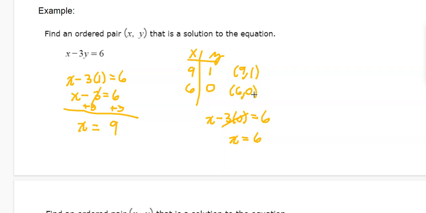That's actually got a really special name. That is called the y-intercept. The y-intercept. We're going to talk about that a little later in this unit. So all you have to do is pick an x value, solve for your y, or you can pick a y value, solve for your x. In this case, I picked y values because the coefficient of my x was 1, and that just made it easier. Let's take a look at one more example.